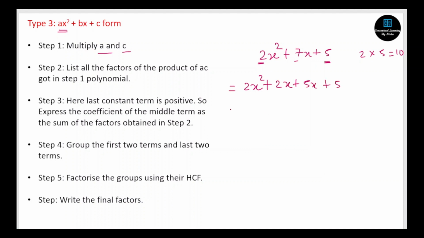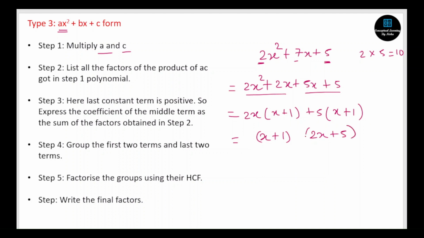Now the remaining steps remain the same. Group. Take the common factor out. So what do we get? 2x common, x plus 1, plus 5 common, x plus 1. Here x plus 1 is common, and 2x plus 5. So these are the factors of the given polynomial. Alright.